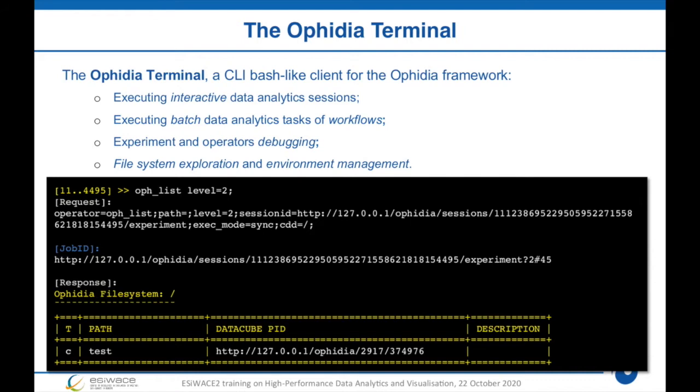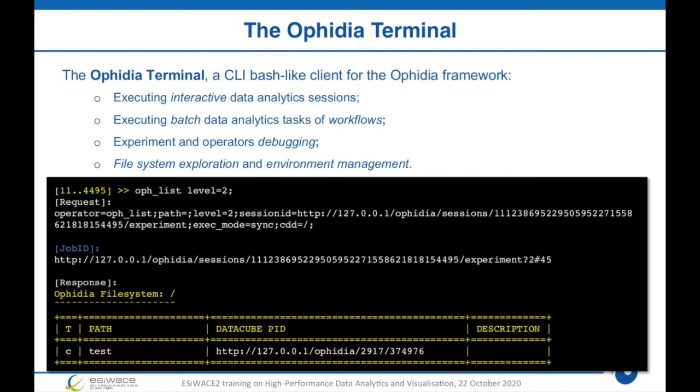Here we can see a snapshot from the Ophidia Terminal, which is very similar to a Bash command line interface. It provides many of the features of a classic shell, such as auto completion, command history management, the opportunity to define environment variables, command analysis, and so on. But it also provides the features to run and monitor the workflows, as we will see later.